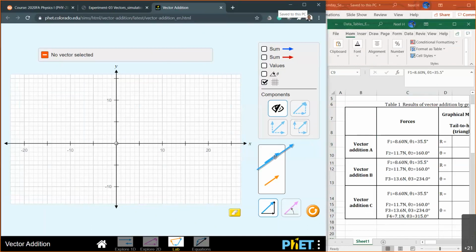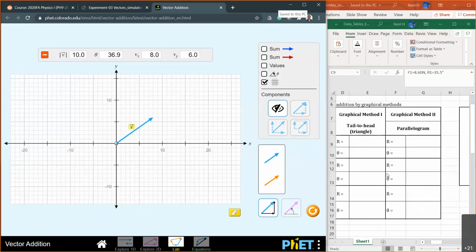Now, since we're doing it here, it is actually much easier. All we have to do is click this blue arrow and then bring it here. We're going to try method one, called the tail to head method, first. Method one, graphical method, tail to head. Bring the arrow, start from the origin, and then at the arrowhead, we need to find the angle 35.5, and also the magnitude 8.6.